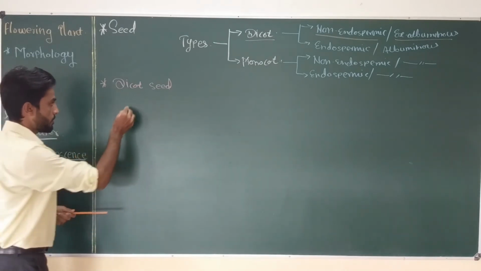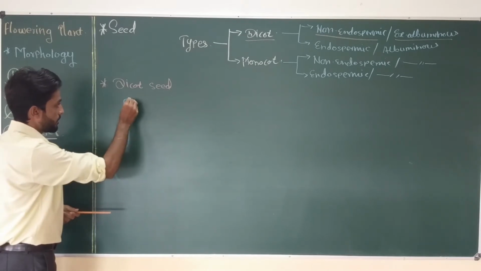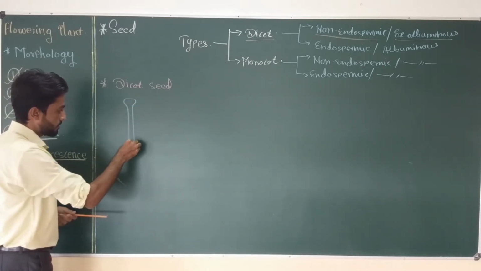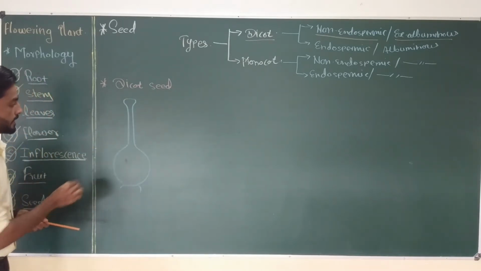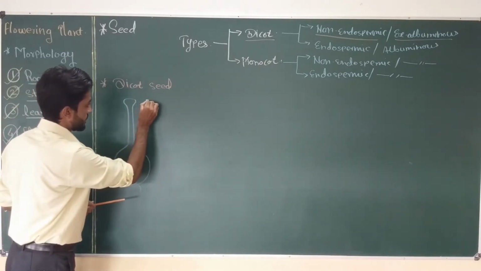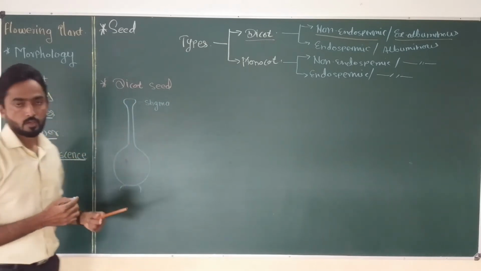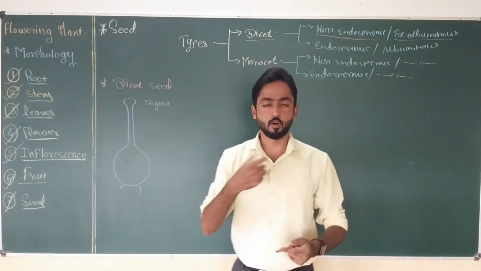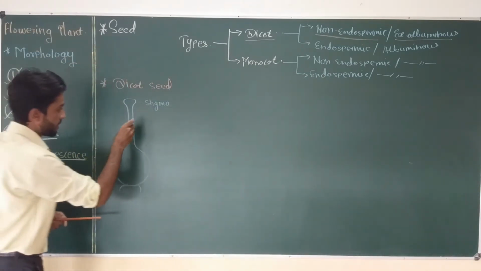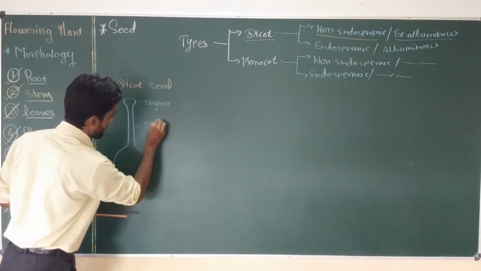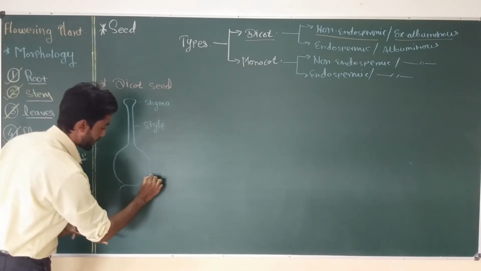Suppose we draw the structure of a typical carpel found in the flower of an angiospermic plant, then we can see three different parts in it. First is the stigma. It is the site where pollen grains fall after pollination and germinate. Then a long tube is attached to the stigma and it is called the style. And the last part of the carpel is the ovary.